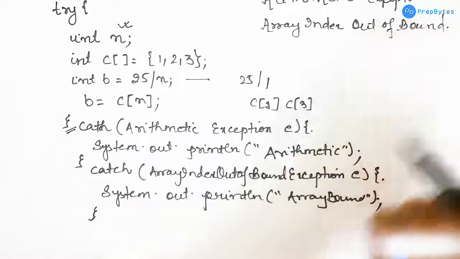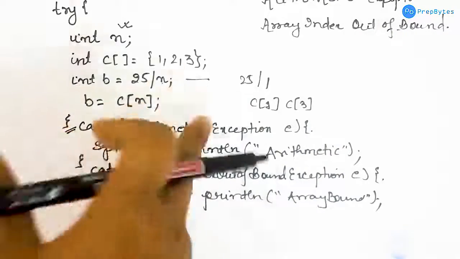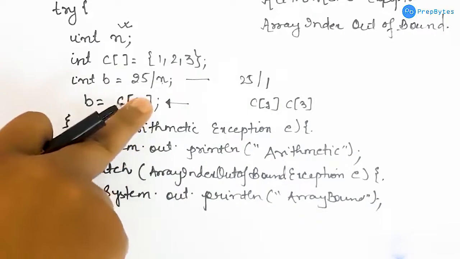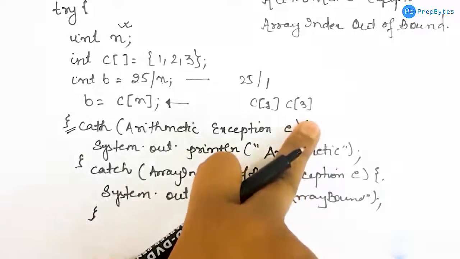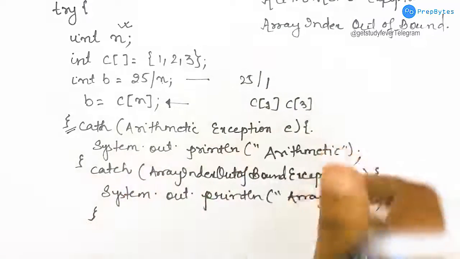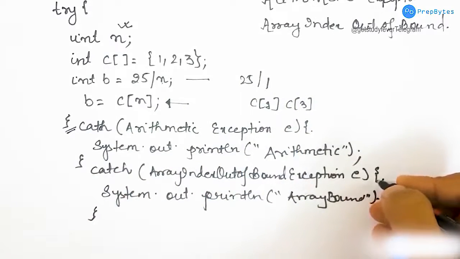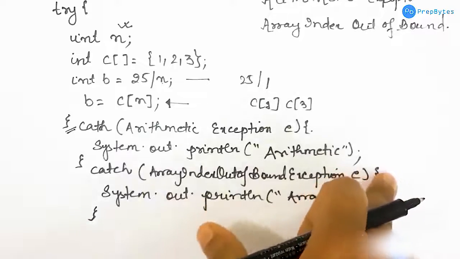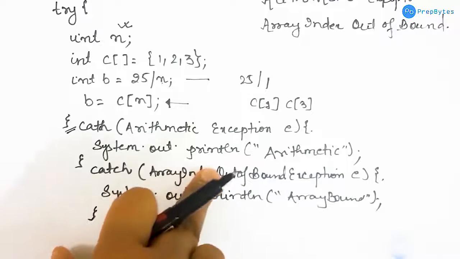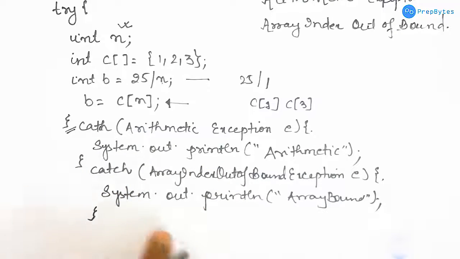In case of array index out of bound exception, if n is let's say 3 or 4, what will happen? At this particular place, an exception will be thrown by Java. It will come to check here. Is this the catch block which is handling the exception that has been thrown? No. So then it comes to the next catch statement. Okay, this is the catch block that is handling this particular exception. So this particular catch block gets executed. So you can have multiple catch blocks, and whenever there is a match, the rest of the catch blocks are skipped. So this is how multiple catch blocks work in Java.